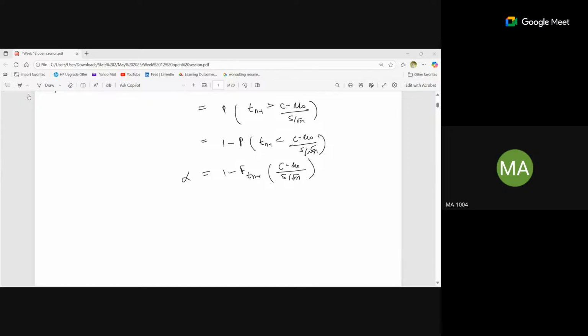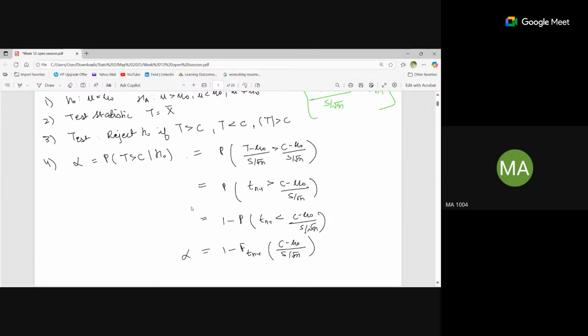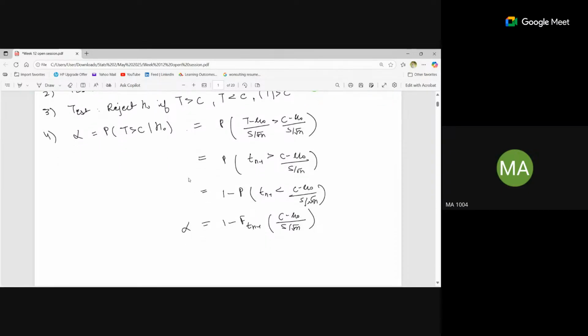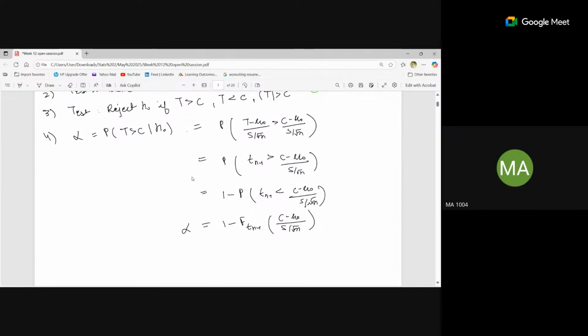Is the t distribution fine? Yes. What is S here? S is the sample standard deviation. Okay. Then why do we divide it by root n?